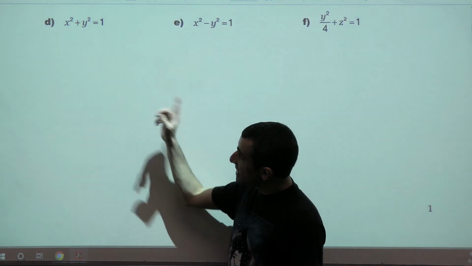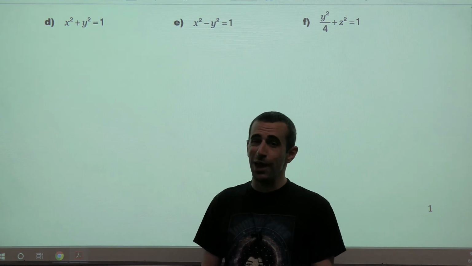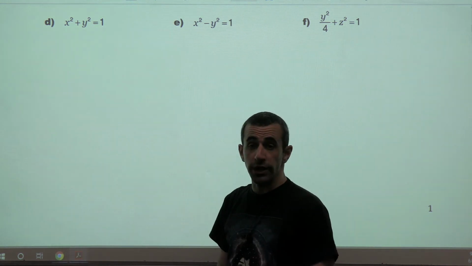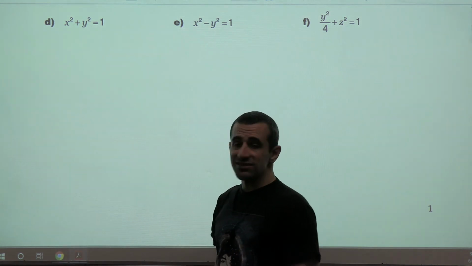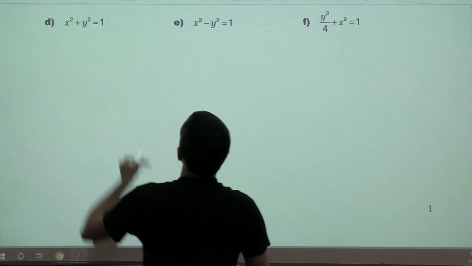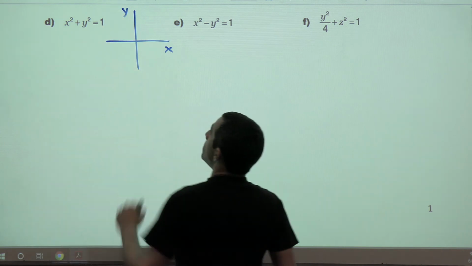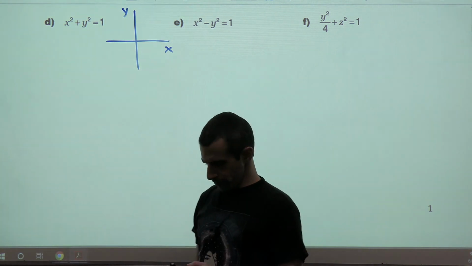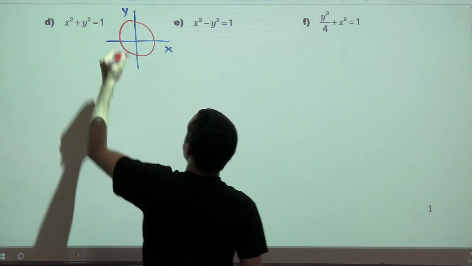The equation in part D is x squared plus y squared equals 1. Again, we're supposed to be plotting a surface in space. And that equation is missing a variable. So I'm going to start off by drawing the cross-section based on that equation. This is going to be a cross-section in the xy plane, because we're missing z. So I'll start off by drawing the xy plane. The graph of that equation is a very famous curve. It's the unit circle. So I'm going to draw the unit circle in the xy plane.